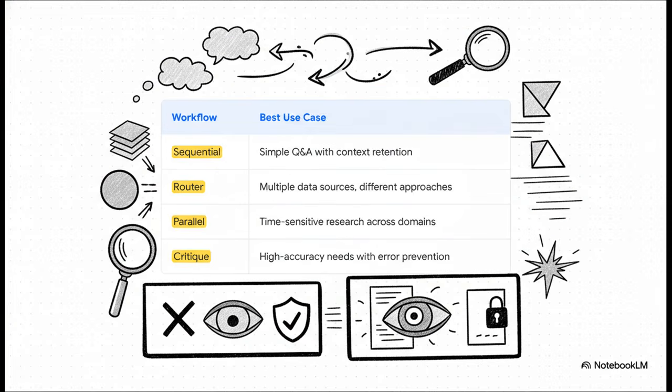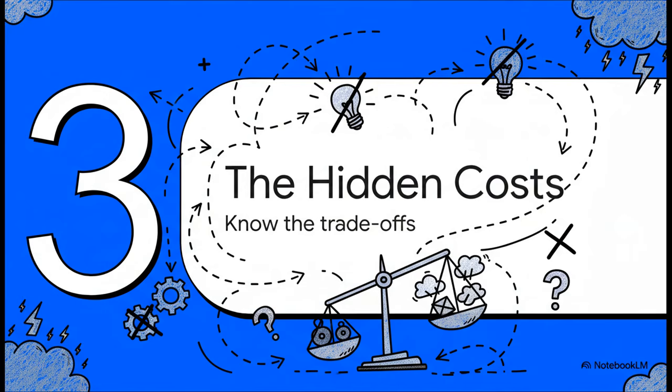Well, this table is basically your cheat sheet. If you're doing simple Q&A and you need the AI to remember the conversation, go sequential. If you're juggling a bunch of different data sources, the router is your best friend. Got to do deep research on a really tight deadline? Parallel is your go-to. And if you absolutely positively cannot afford to be wrong, you need the error-proofing of the critique workflow. But you knew there was a but coming, right?